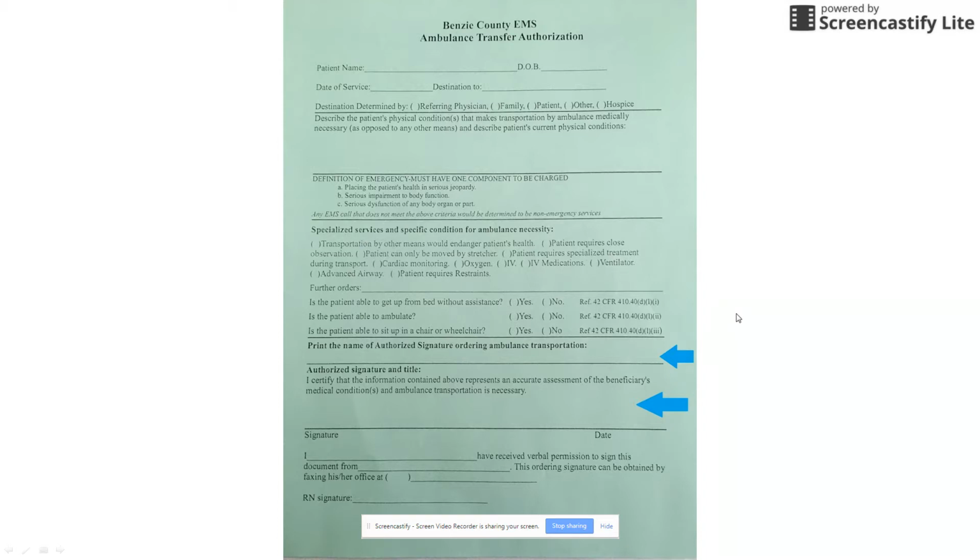The last section you're going to note is just the provider's name and signature. Just make sure that they have printed their name as well as signed here, as well as the date. So once all of that is filled out, this is now a legit ambulance transfer authorization form, and we can take that transfer wherever the destination may be.